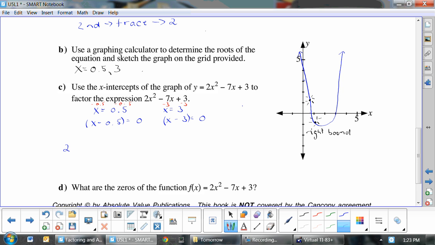So we can go 2x squared minus 7x plus 3 is equal to x minus 0.5, x minus 3. That's a really good question, because if these were to be FOILed, what would they equal? X squared? But our equation has 2x squared. So all you have to do is multiply it all by 2.